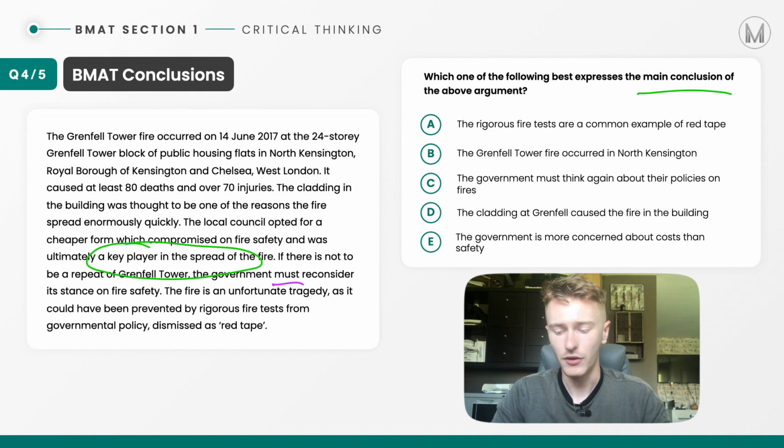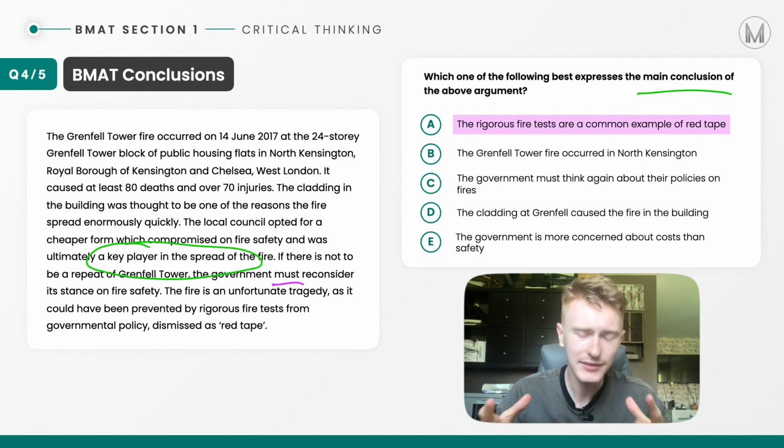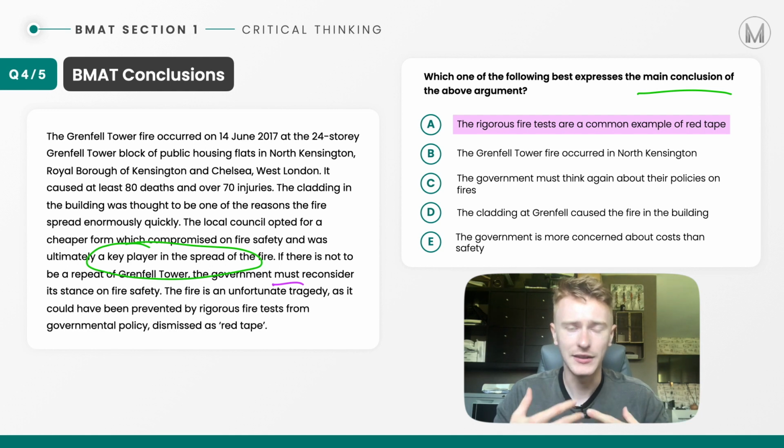So let's go on to the answer options. A, the rigorous fire tests are a common example of red tape. Well, yes, he does say that in the last line, but it's not the conclusion. Indeed, if that was the conclusion, then it would be a very boring passage altogether. And he seems to almost be against this idea of dismissing it as red tape anyway. So answer option A is incorrect.